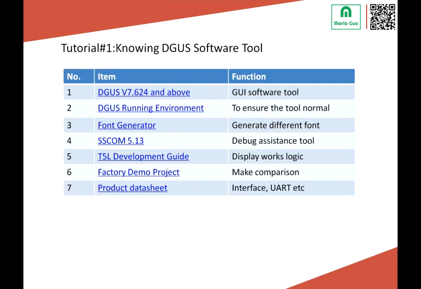The first tutorial is about loading the DGUS software tool. Here I made a table of items you should know before developing our display. The first is the DGUS software tool, for the GUI. For T5L it is DGUS V7.624 and above. The second is the DGUS running environment. If you open the DGUS tool with some mistake, you can run this environment to ensure the tool works normally.